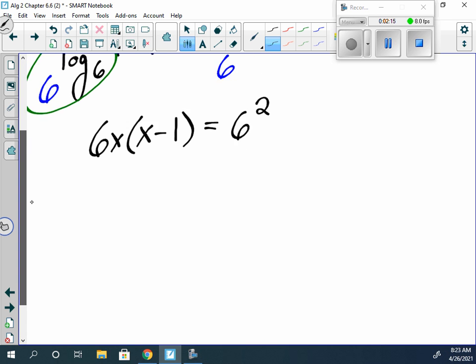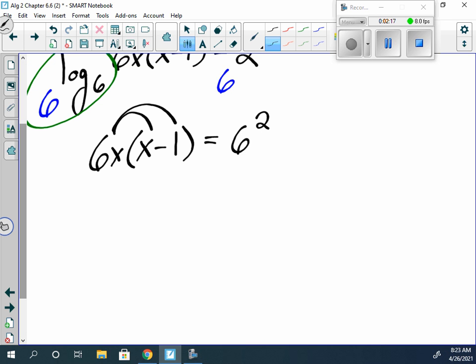Then we would distribute our 6x, so we can simplify this a little bit easier. It's going to be a little bit easier to solve once we get rid of those parentheses. Well, 6x times x is going to be 6x squared minus, well, 6x times negative 1 is negative 6x, is equal to 36.